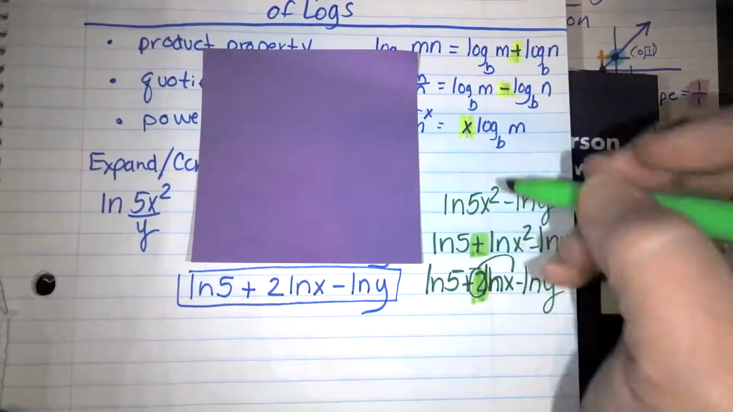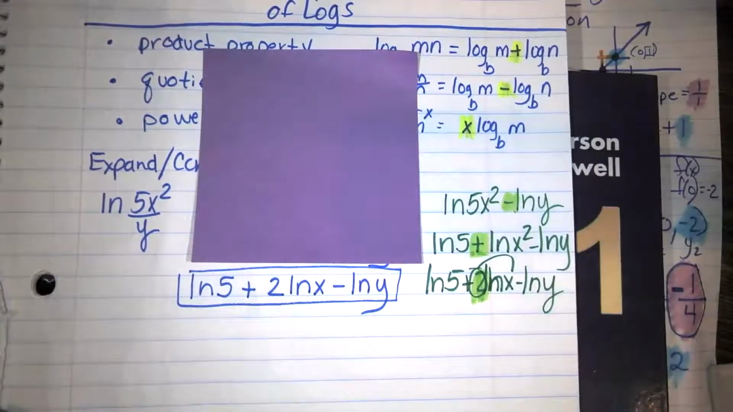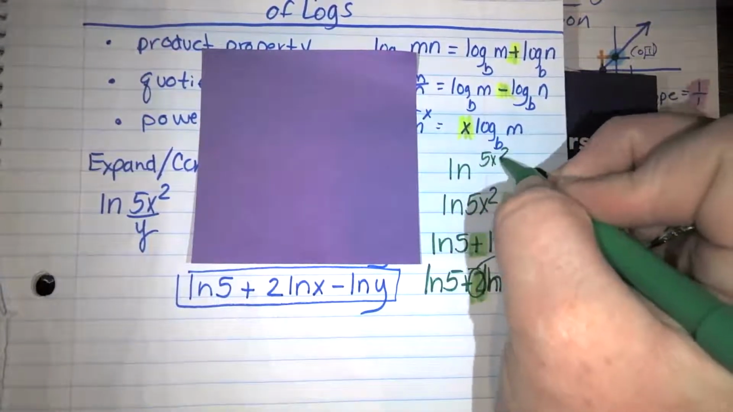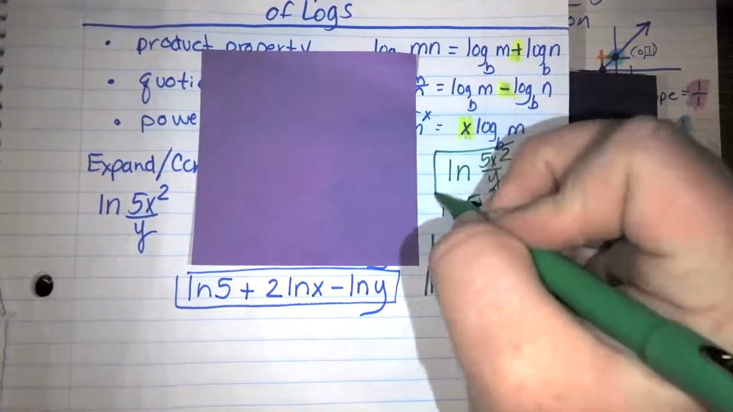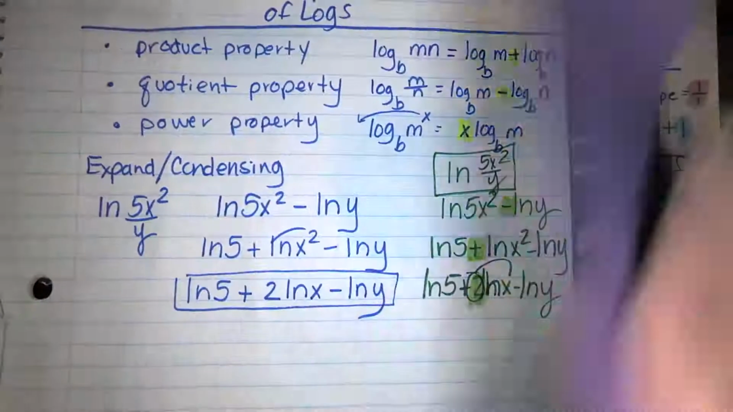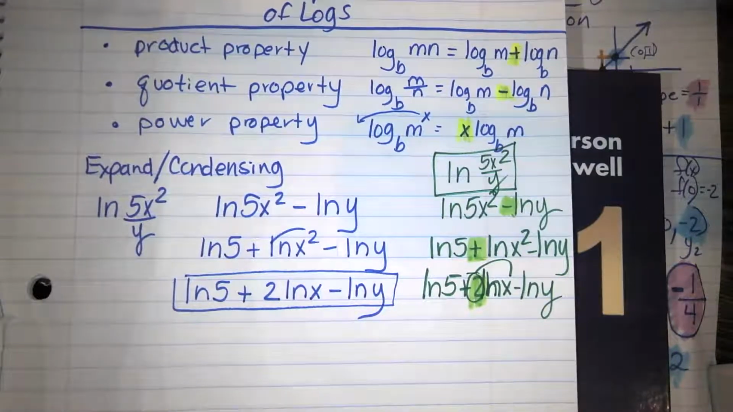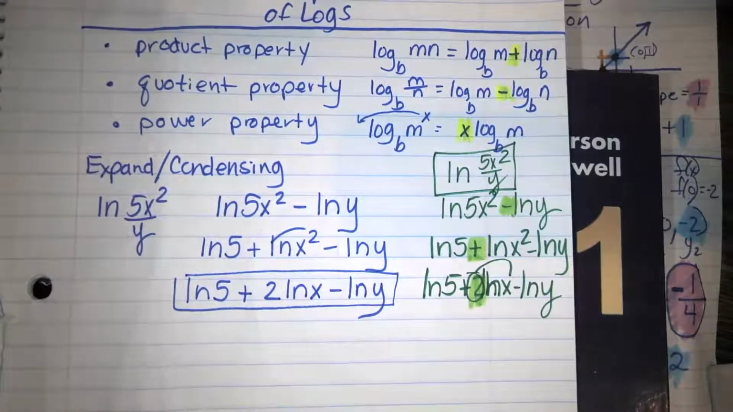Okay, then I'm going to take care of the minus, and that means division. So ln 5x squared all over y. And now I'm done. Do you see how I worked backwards? Okay, I actually did everything in reverse order to go backwards.